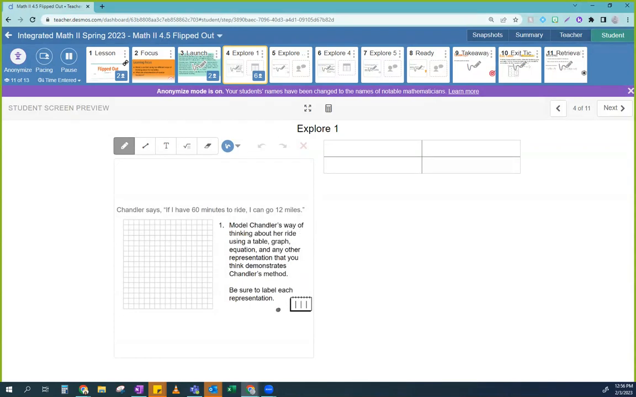Okay. So if you start off with a table, maybe you'd say, this is how many minutes Chandler has, and therefore this is how many miles she's going to go. So can you give me a couple of sets of entries, and then here give me a couple of dots, or if you want to write an equation, go ahead and do that. So I'm going to pause you.